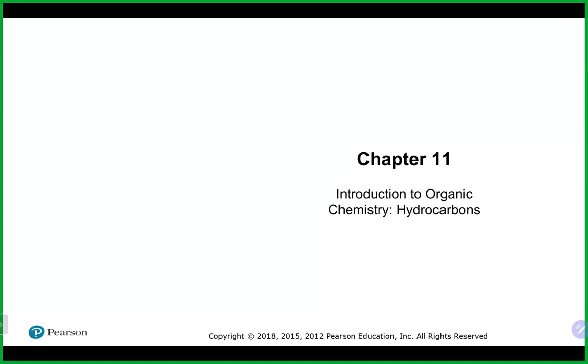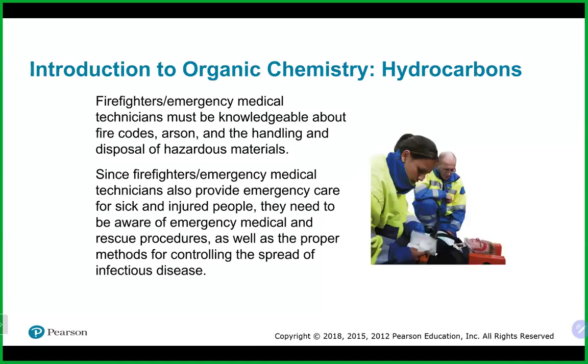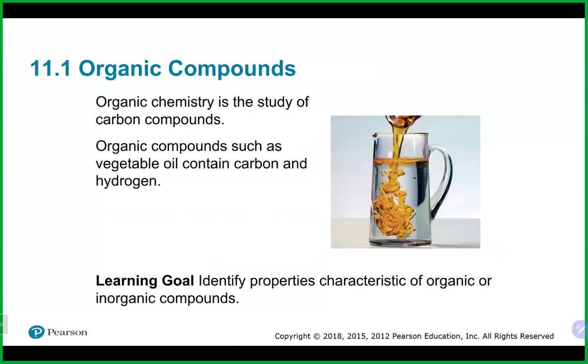We're going to talk about organic chemistry and all the different organic molecules. We're going to start with chapter 11, which is a little introduction to organic chemistry and also some of the basic foundational groups in organic chemistry. This is the first sentence you can find in any organic book: it is the study of carbon and carbon-containing compounds.